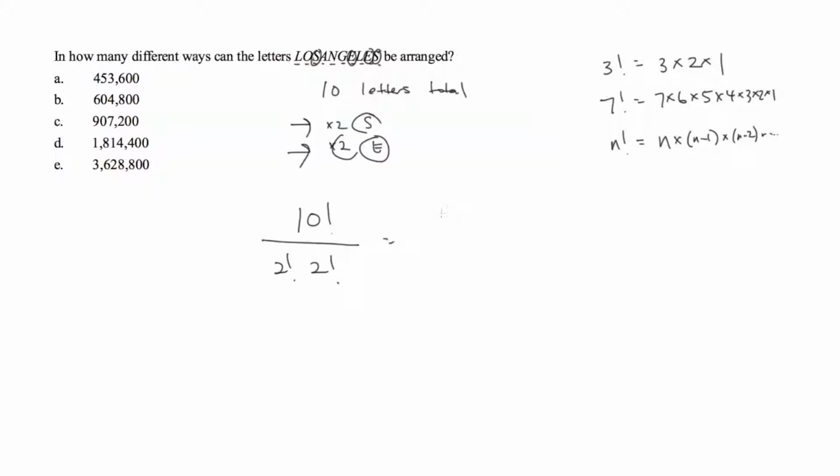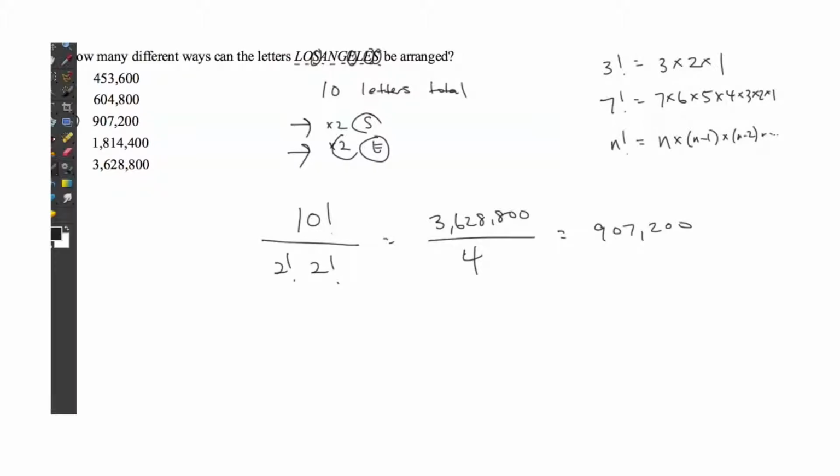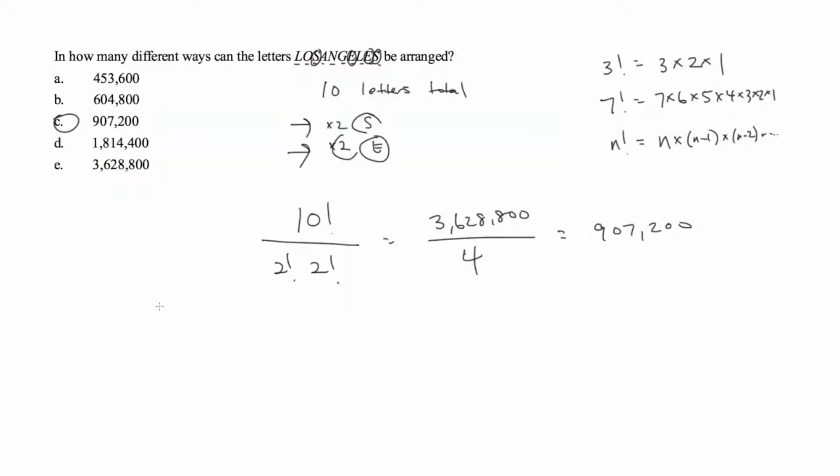If you do 10 factorial, that turns out to be 3,628,800, and we divide this by 2 times 1, which is 2, and we have 2 of those, so that's equal to 4, which gives us a final answer of 907,200.